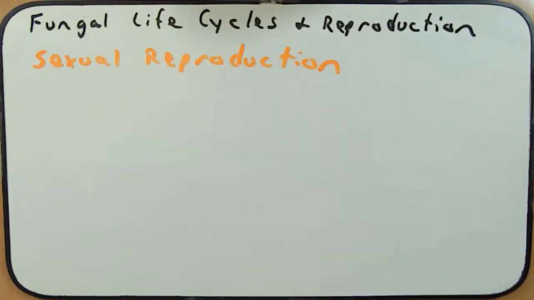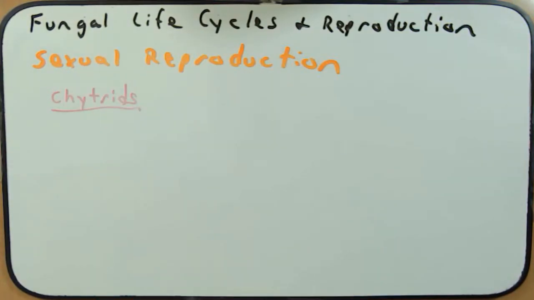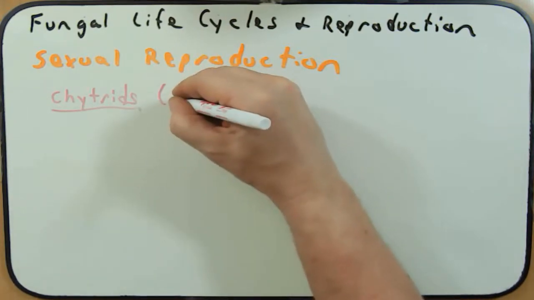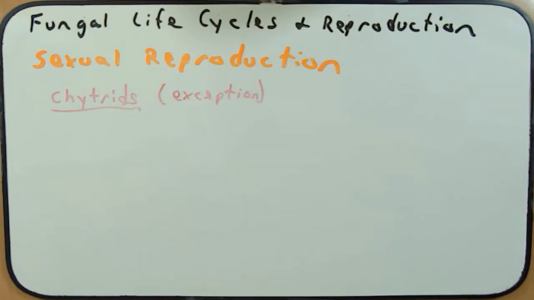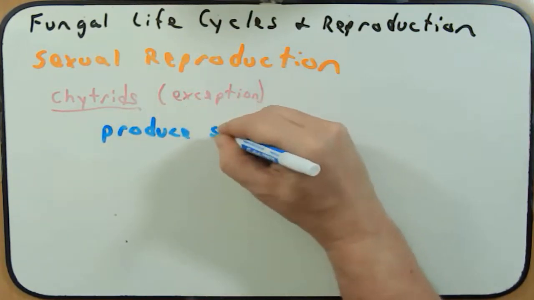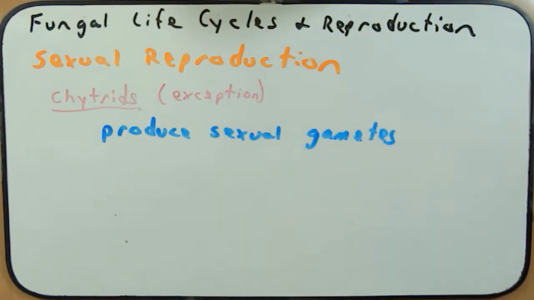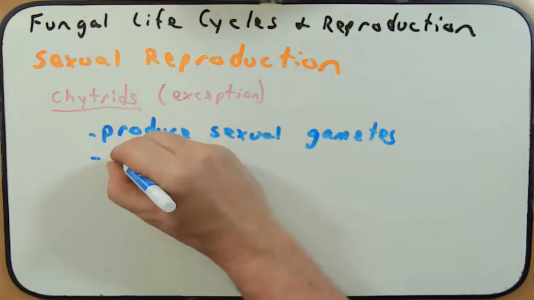Okay, so let's talk about sexual reproduction in fungi. And I want to begin by talking about the Catrids. And I want to talk about these first because they are the exception to what we'll see with the other fungal species. And they are the exception because they produce sexual gametes. However, I should point out that these sexual gametes are not egg or sperm.